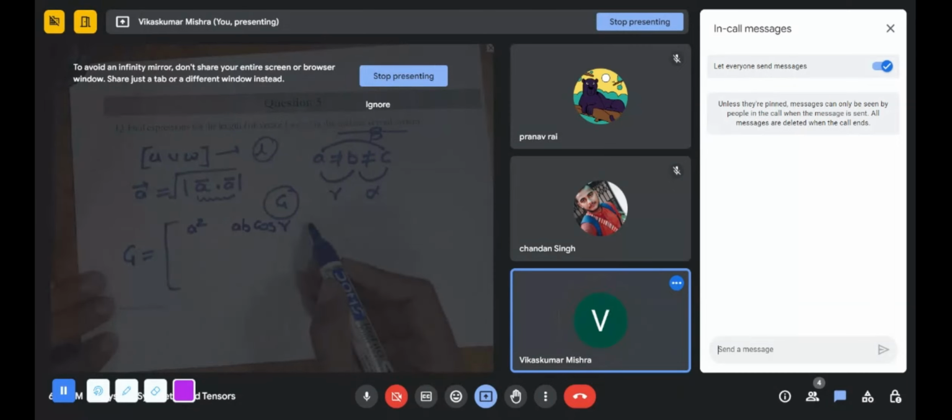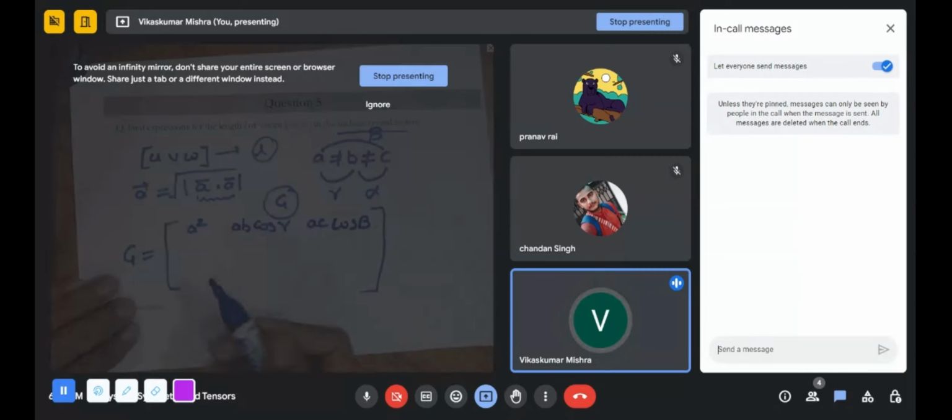Next term will be A and C, AC, and the angle between A and C is nothing but beta. So AC cos of beta. Next term, let's go to the next term. Here it will be again BA, which will be the same as AB cos gamma. So AB cos of gamma.